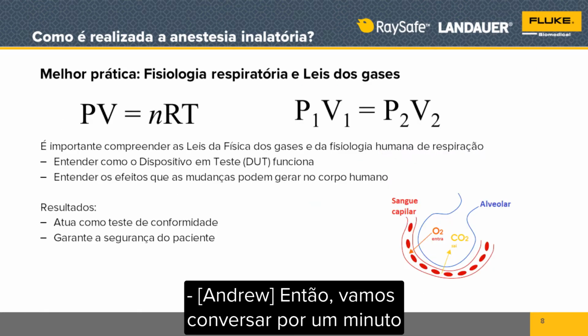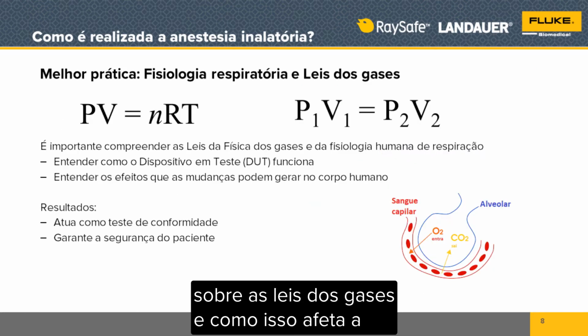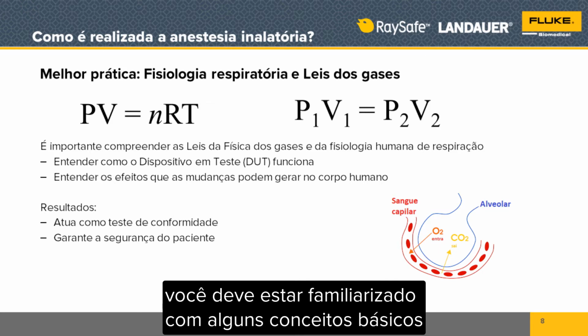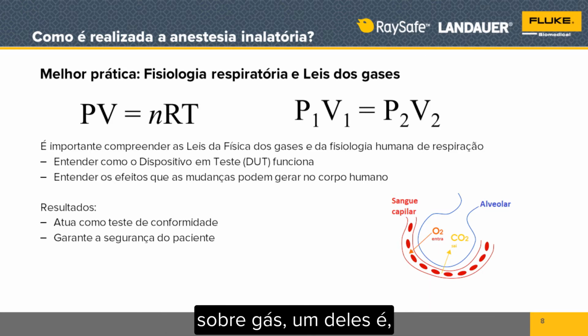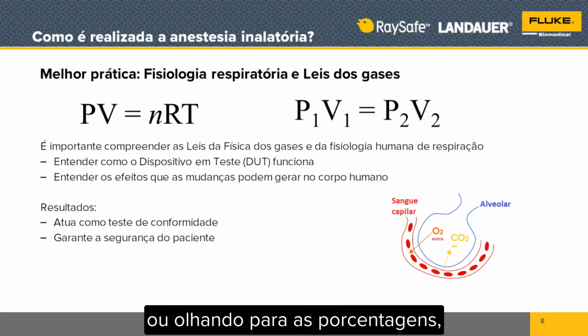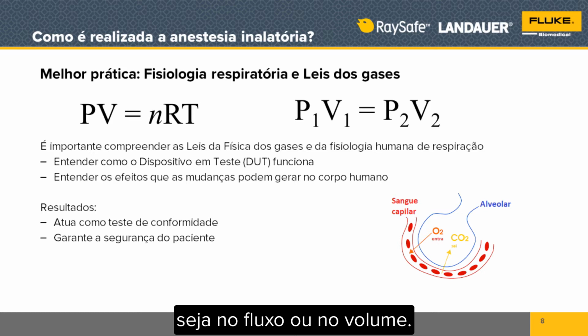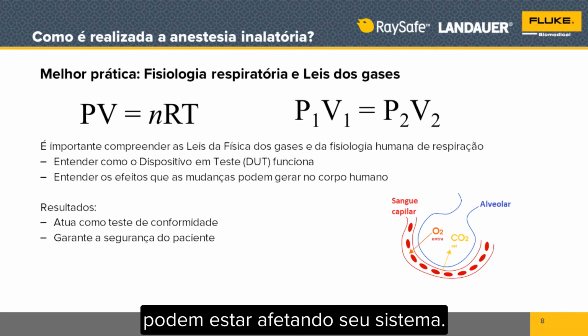So we're going to talk just for a minute about the gas laws and how that affects respiratory physiology. We don't expect you guys to memorize this necessarily, but you should be familiar with some basic concepts around gas. One being, if you're at a higher altitude, there's less pressure, therefore there could be more volume. And you should be thinking about that when you're doing your testing or looking at your percentages or doing any kind of airway measurement, whether that's flow or volume. Have some idea about how temperature, altitude, i.e. pressure, could be affecting your system.